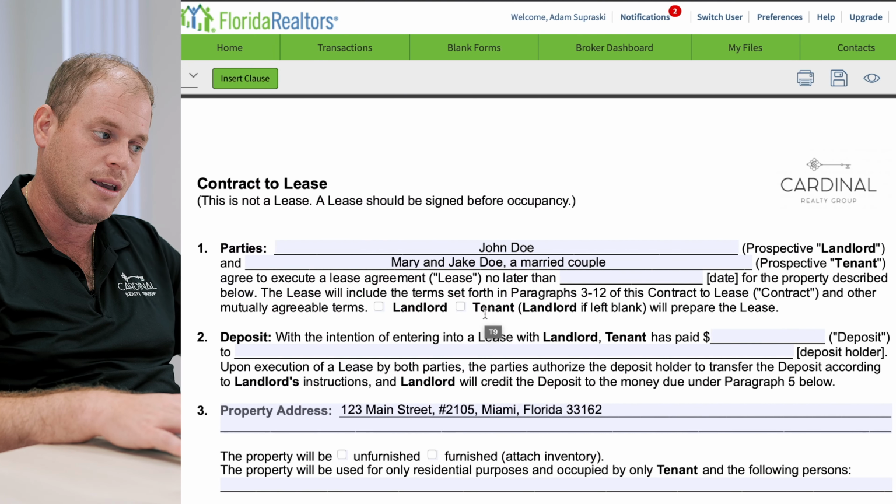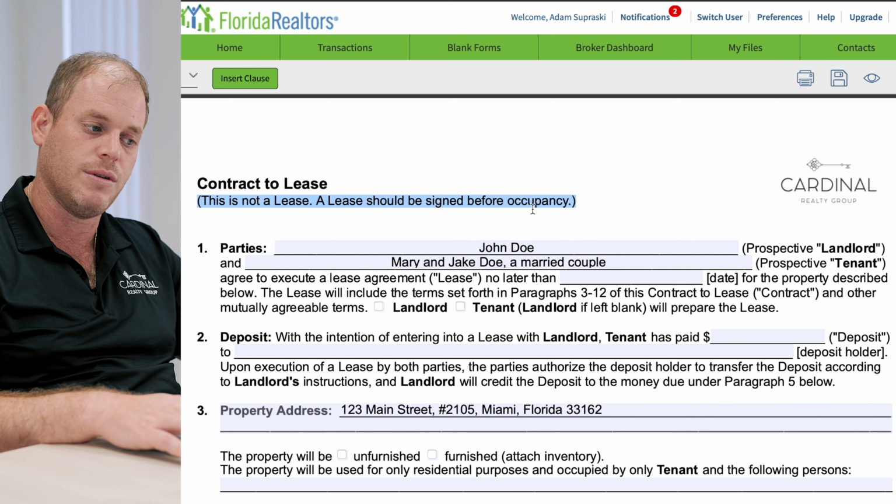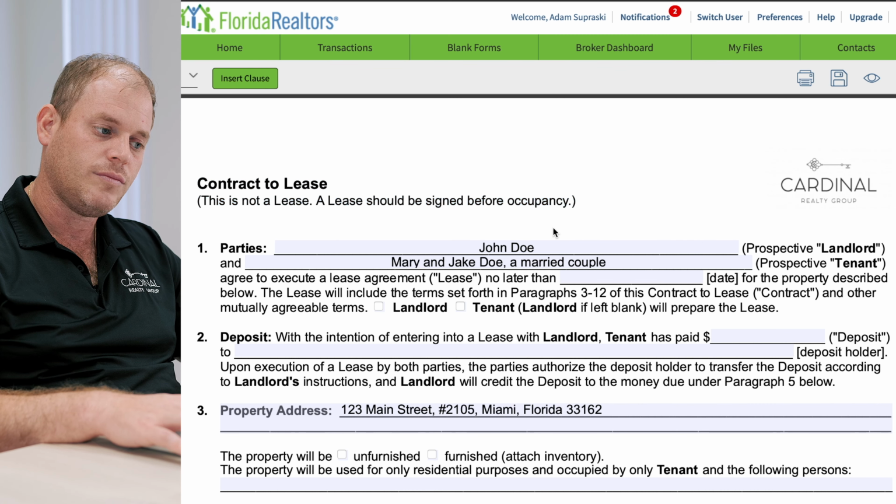The rest of the terms are just small. Okay, so these are gonna be the main terms of the lease. It's called a contract to lease. And as you can see on the top line here, it says this is not a lease. A lease should be signed before occupancy, okay?